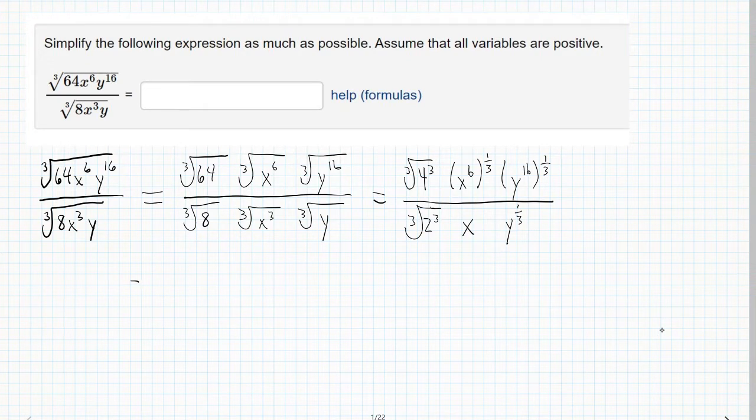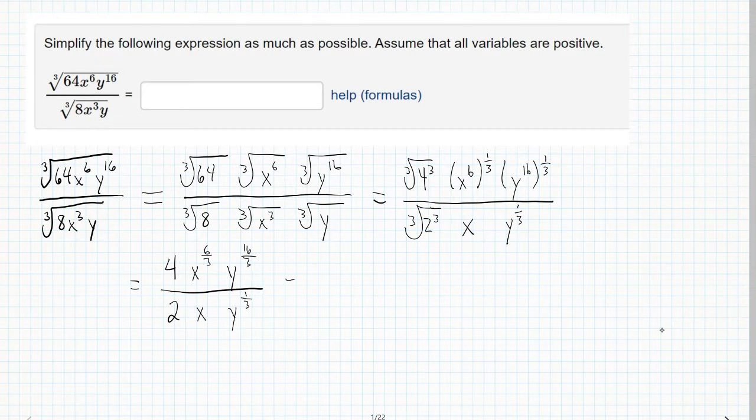Okay, so what does this do for us? Well, the cube root of 4 cubed, we just mentioned how those things cancel away there. x to the 6 to the 1/3, you multiply the exponents, so you get x to the 6 over 3, which we'll talk about in just a second. And then we'll get y to the 16 over 3, all over the cube root of 2 cubed, which is just 2. And then we have an x, and then we have a y to the 1/3.